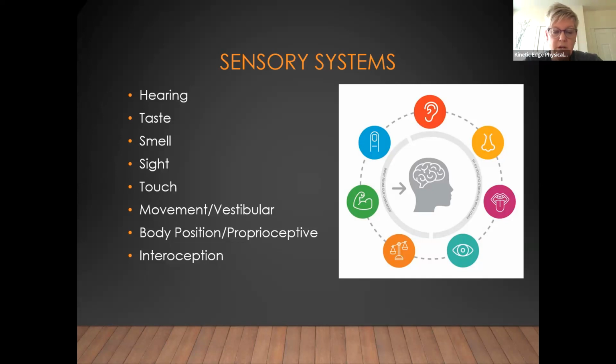And then the last one there is interoception. Interoception is our body's ability to know how we feel internally. So our ability to sense whether or not we need to go to the bathroom, how hot or cold we are, whether or not we're hungry. It's that internal thermostat.